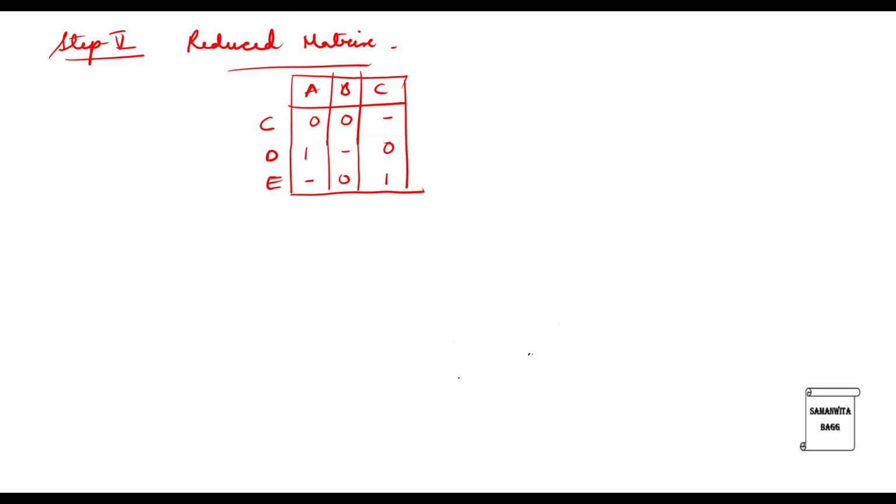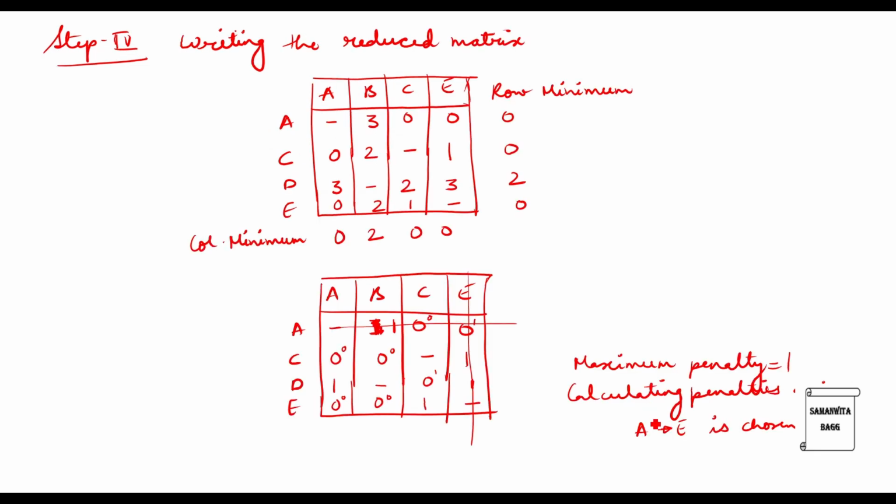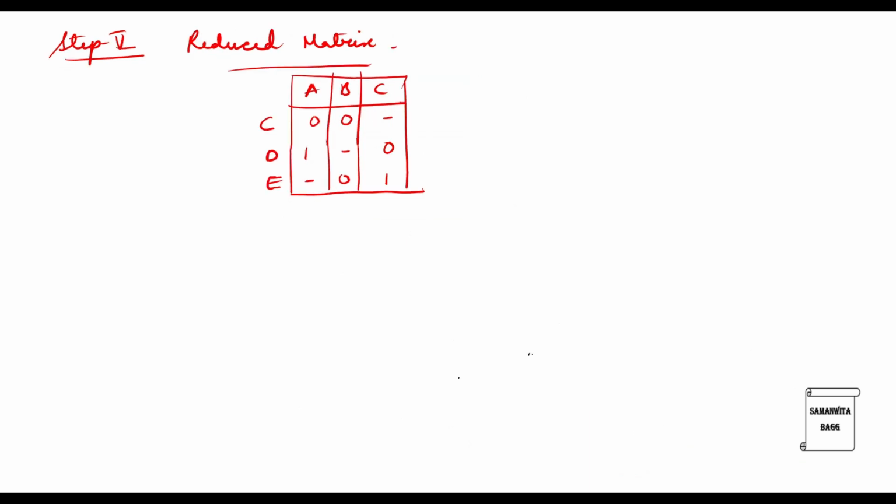So once you have copied, also please write over here, therefore E to A is not possible. This will help you make this strikeout mark at this position, which means you are restricting E to A allocation. Now again let's calculate the penalties. Before that, please check if all row and column have at least 1 0, which is there.